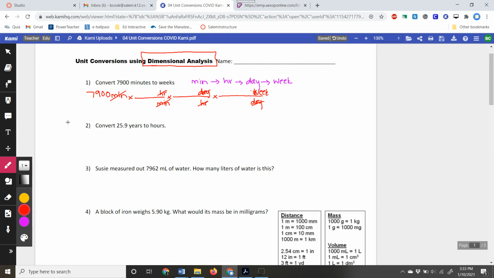All right, so I've got to the end of the flow chart. What I'm going to do is plug in an equality in each of these dimensional analysis fraction bars. For example, there are 60 minutes in 1 hour. Notice how I read that, 60 minutes. So I put the 60 next to the minutes, and the 1 goes next to the hours. There are 24 hours in 1 day. So the 24 goes next to the hours, and the 1 goes next to the days. There are 7 days in 1 week. So the 7 goes next to the days, and the 1 goes next to the weeks. Let's go ahead and get those to cancel out.